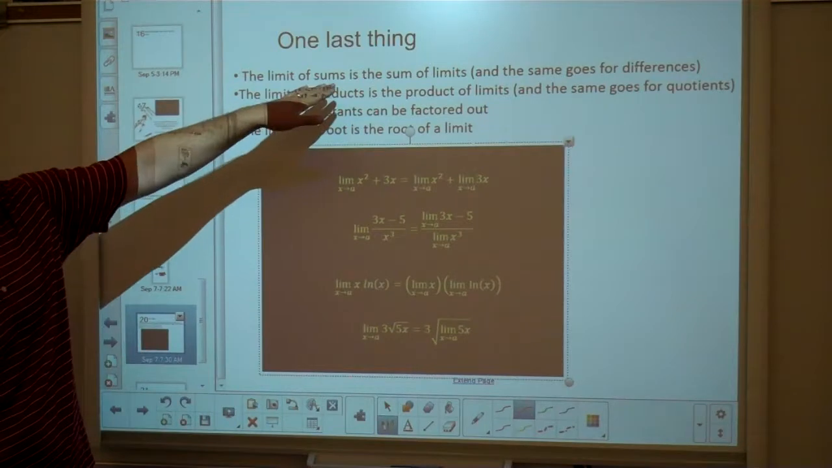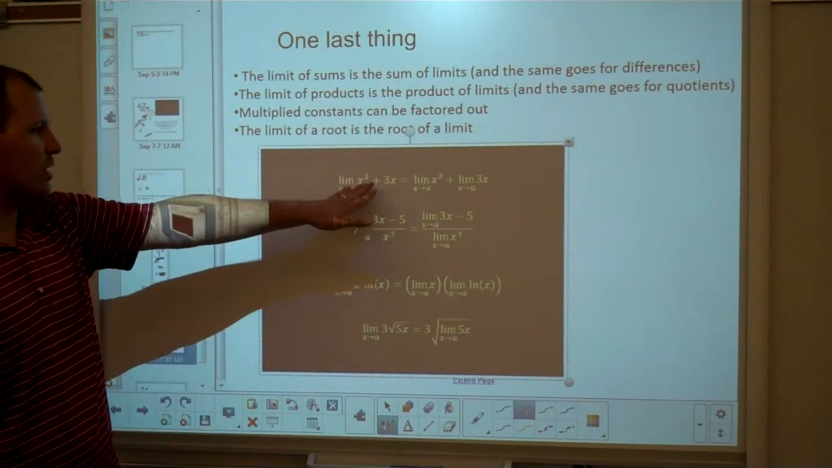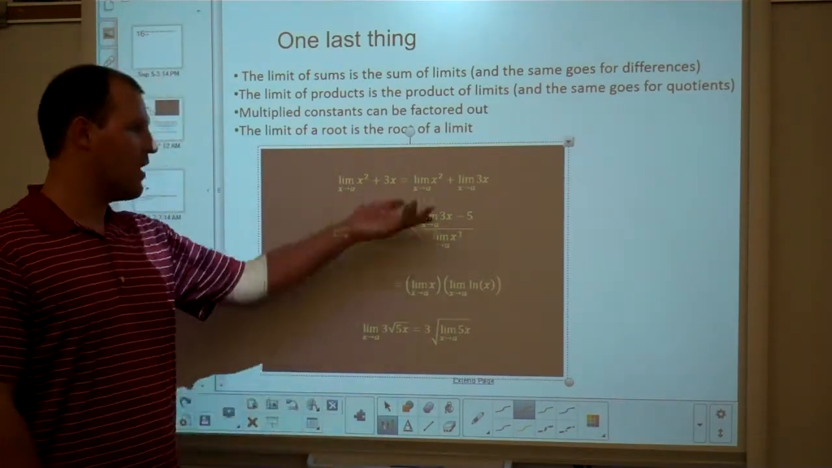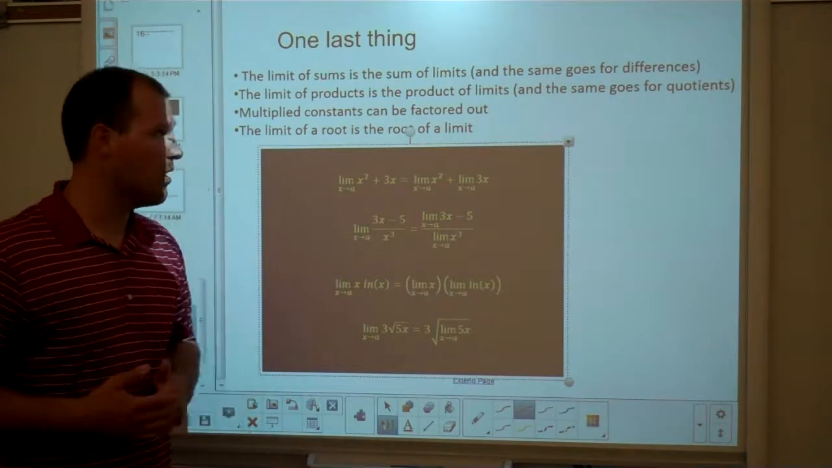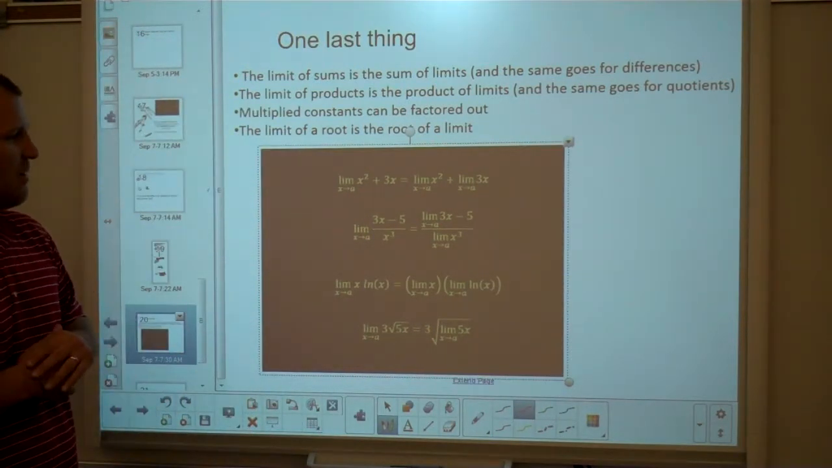So the first one is the limit of the sums is the same as the sum of the limits. We've got an example here. They've got x squared plus 3x. You can break it into two different limits and solve it that way. I don't know why you'd need to with this one, but if you had something really complex, perhaps that would be helpful. Next one, the limit of products is the product of limits.